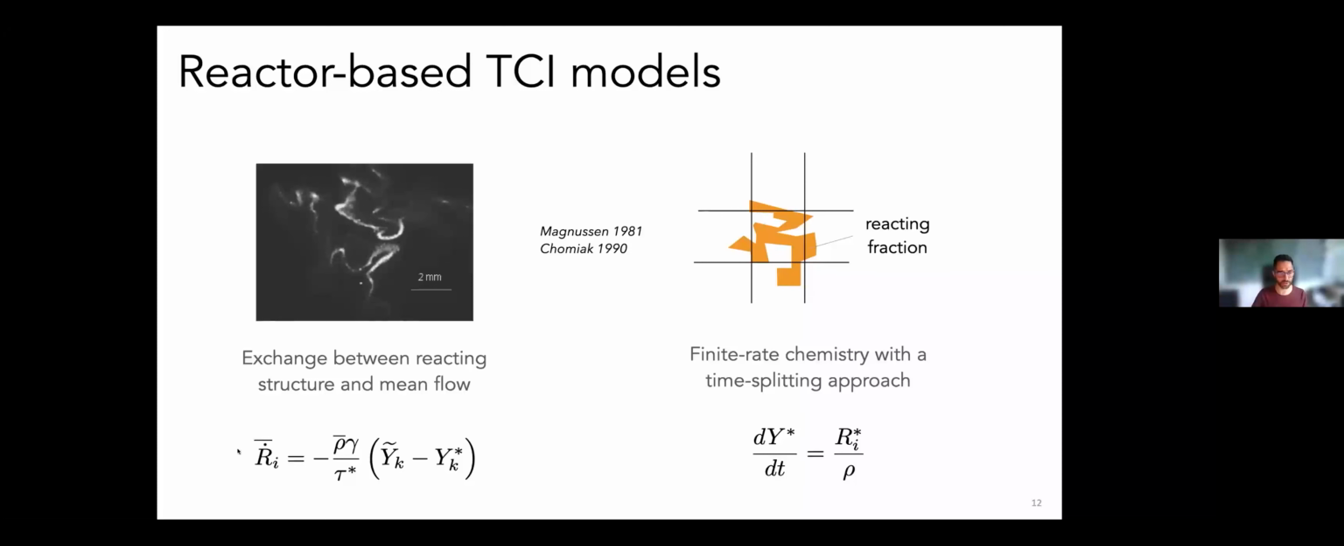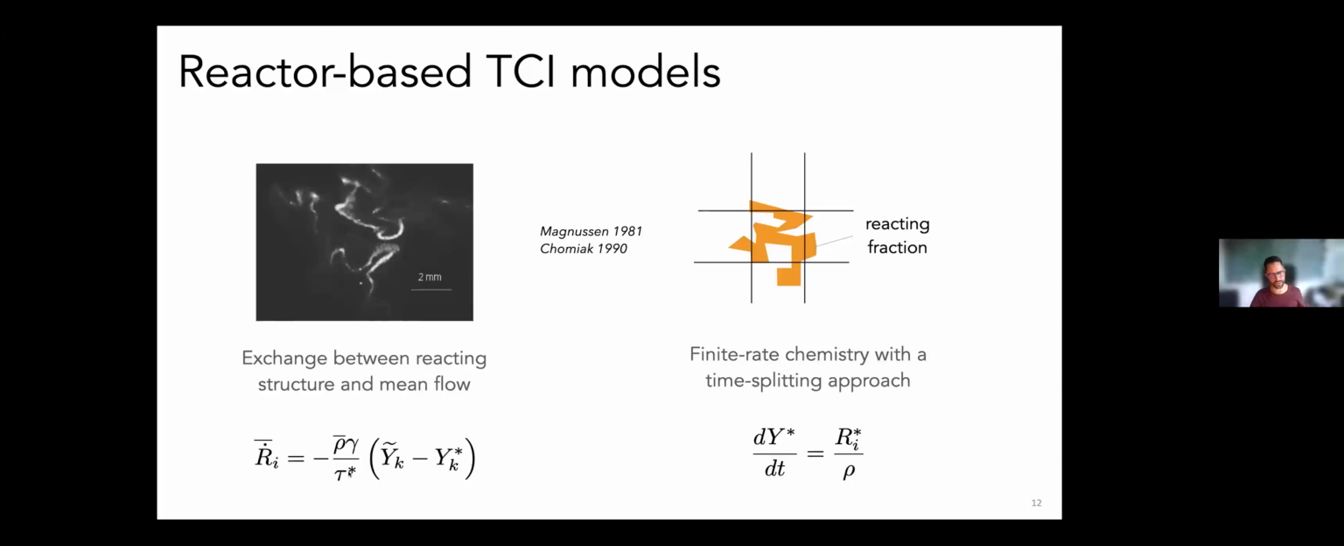Then the overall or mean reaction rate can be described as the exchange between this reaction and the surrounding flow. You see this reaction rate is expressed as proportional to the difference between the properties inside the reacting fraction, indicated by the star, and the mean properties in the cell, indicated by the tilde. And you also realize in this formula that there is a gamma. Gamma is the mass fraction of this reacting fraction in the cell, so how much of the cell is occupied by the reacting fraction.